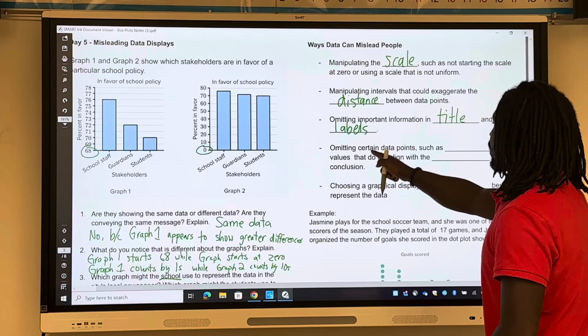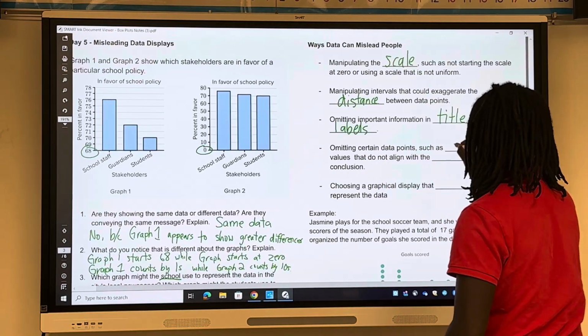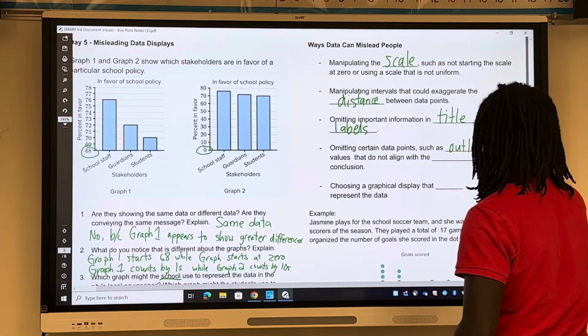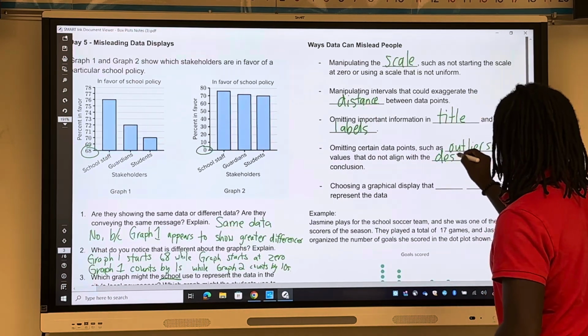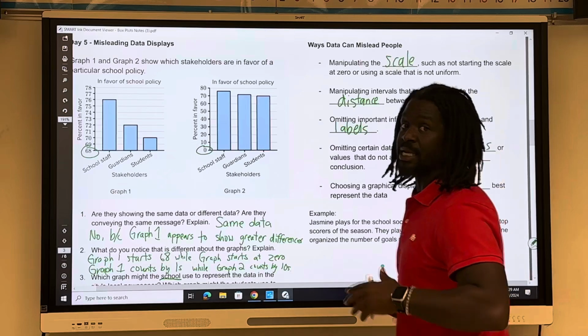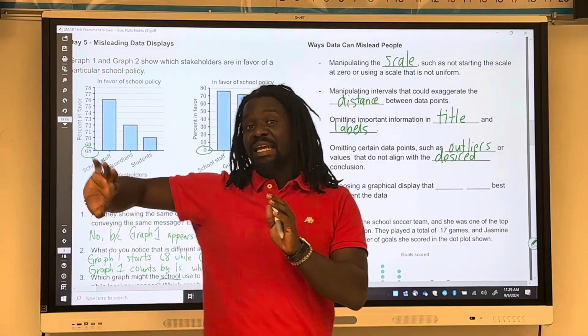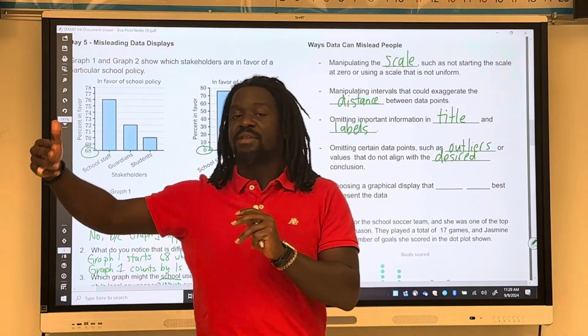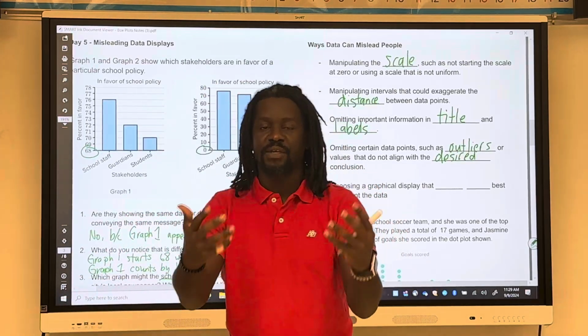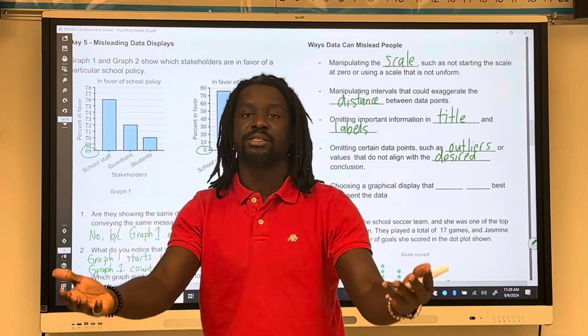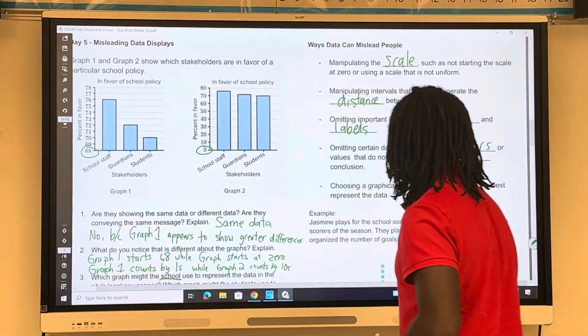Also, it can omit certain data points such as outliers or values that do not align with the desired outcomes. In other words, leaving out information or parts of the data that doesn't make the point that the person graphing it or showing the data is trying to make. Those are ways that it could be misleading.